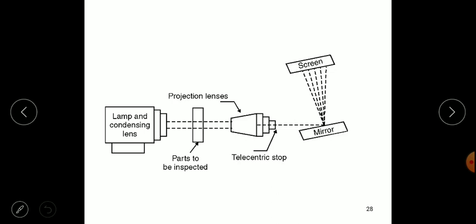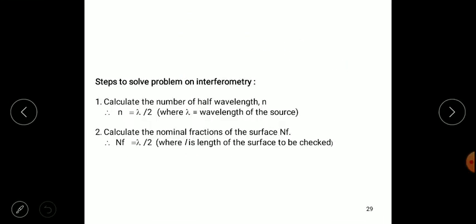This is a very popular instrument used for measurement of parts like screws, gears, and whatever sizes, based on the shadow principle. So a very popular instrument. We'll be dealing with this profile projector in our practical videos.